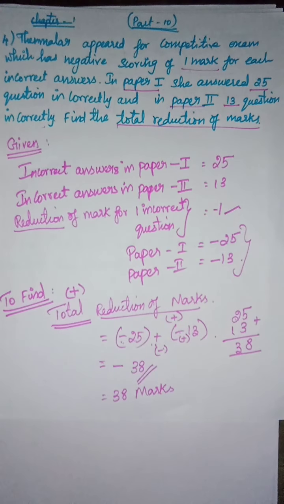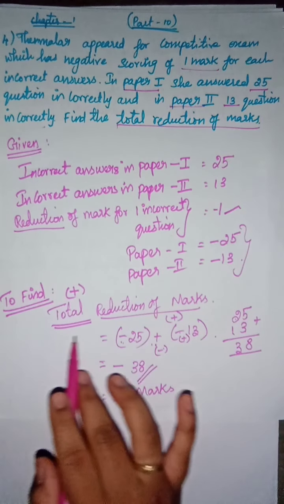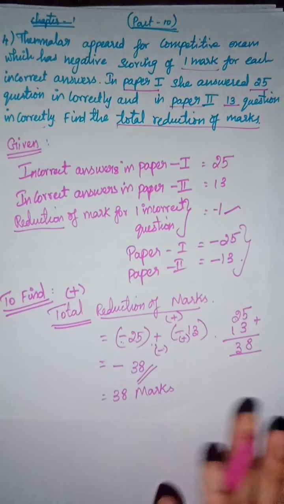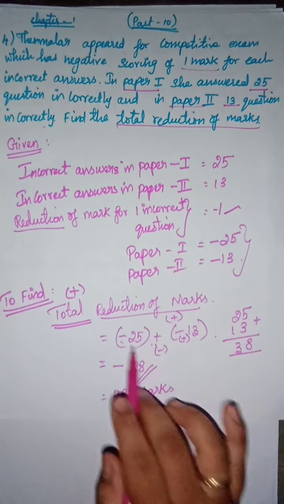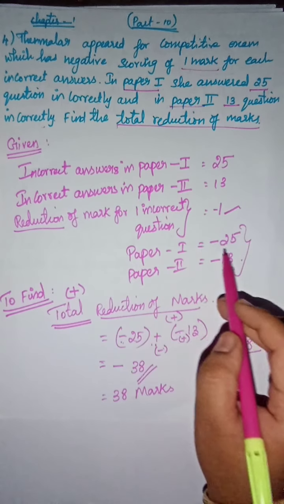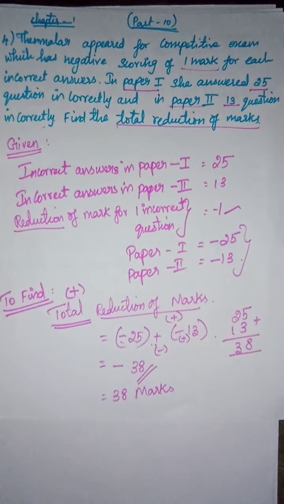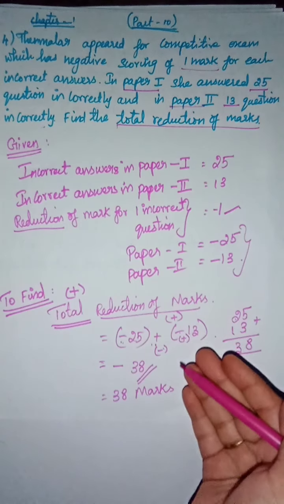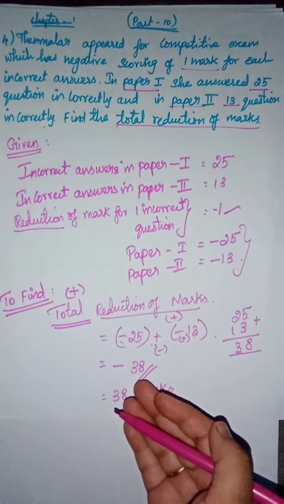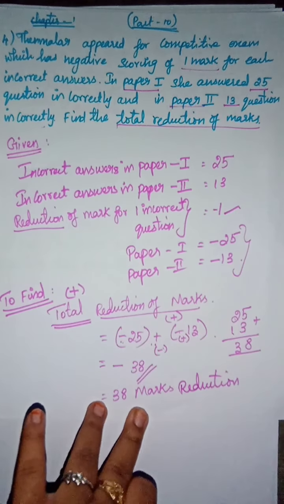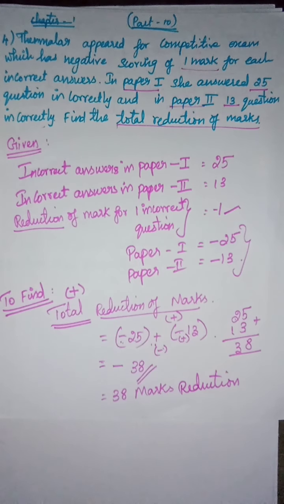Then what we have to find, we have to write it. To find total reduction of mark, total means you have to add. These two come under reduction of mark, so we are going to add these two numbers. While adding by using the addition integer method, we will get 38, that is -38. So -38 is the reduction. Clear? So -38 marks is reduced from the total mark she got. Clear?